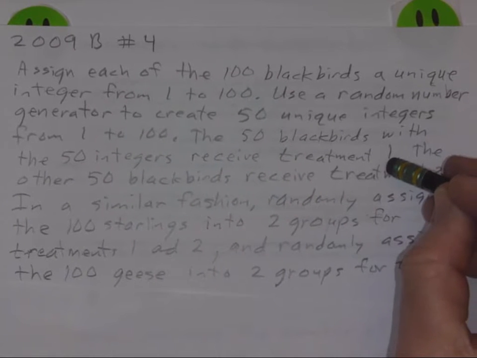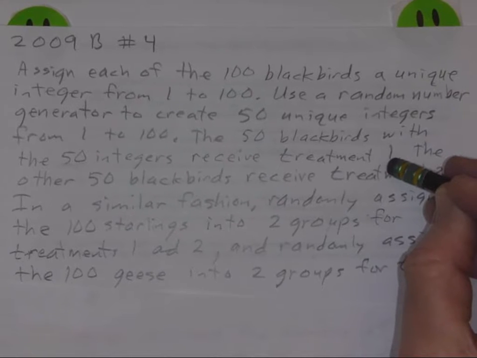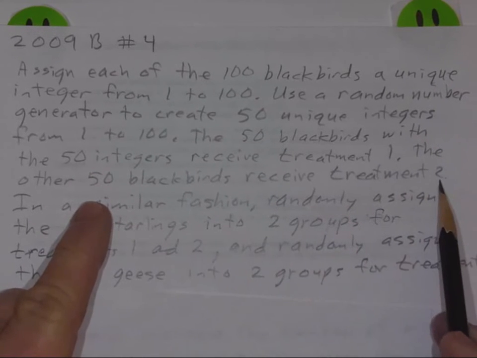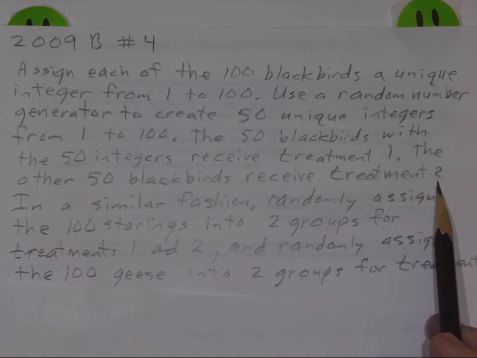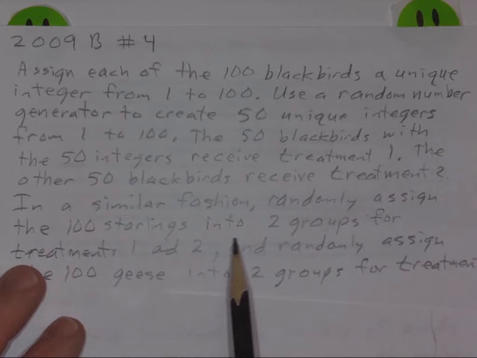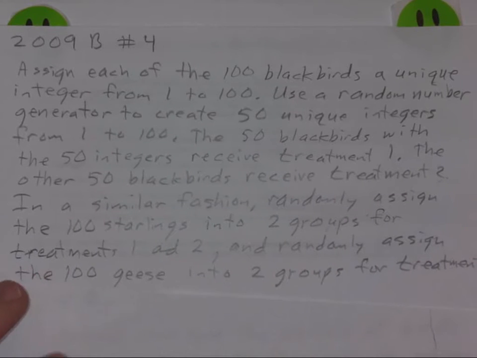It's not the numbers that go in the treatment; it's the birds, the blackbirds. So you have to say that. All right, the other 50 blackbirds receive treatment 2. Okay, so there I've clearly stated how I'm randomly assigning the blackbirds. In a similar fashion, randomly assign the 100 starlings into 2 groups for treatment 1 and treatment 2, and randomly assign the 100 geese into 2 groups for treatment 1 and treatment 2.